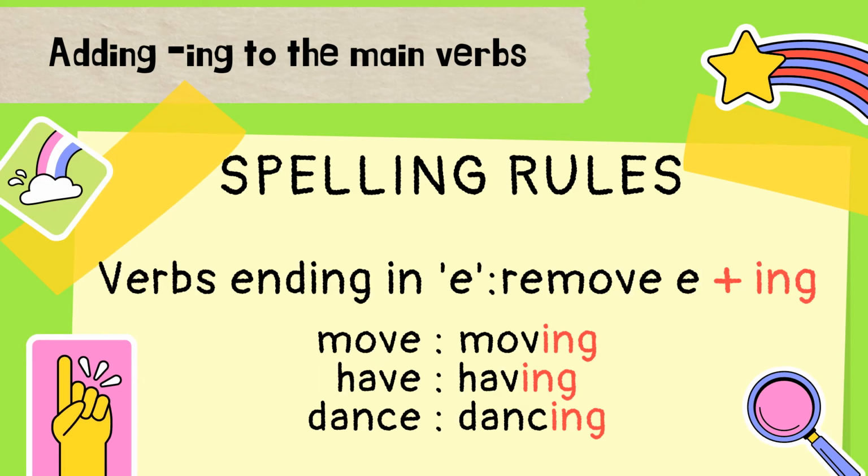What about verbs that end in e? For verbs that end in e, you need to remove the letter e and add ing. For example, move. We have e over here, so you have to remove the e. It will become moving, M-O-V-I-N-G. You don't have to use e anymore.